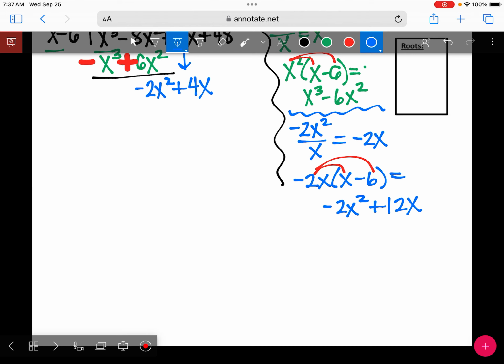Almost finished, y'all. Go ahead, slide that over. And then we got to do our change. So the first one becomes positive. The second term, though, that's going to change to a negative. So this cancels. You have 4 minus 12. What's 4 minus 12? Negative 8.